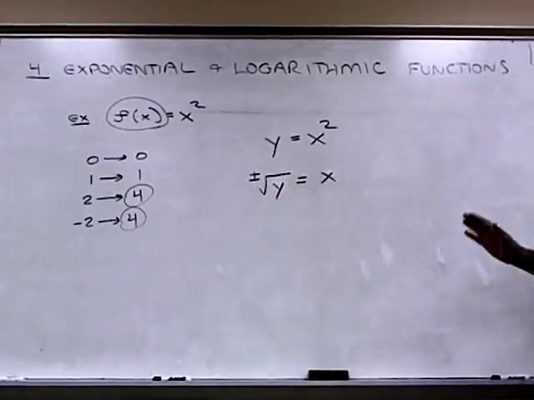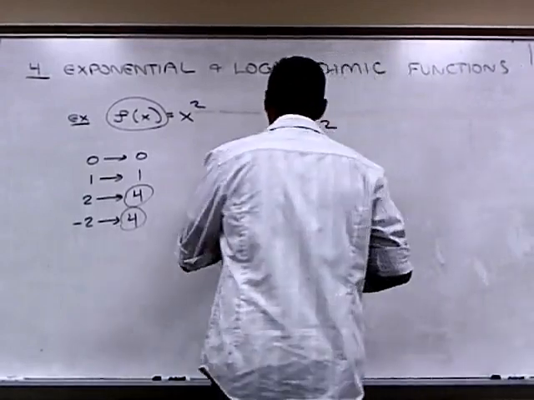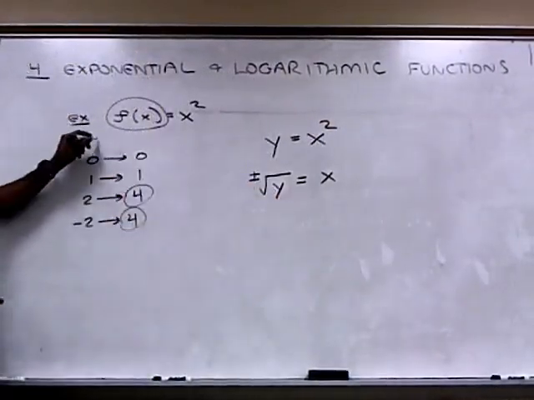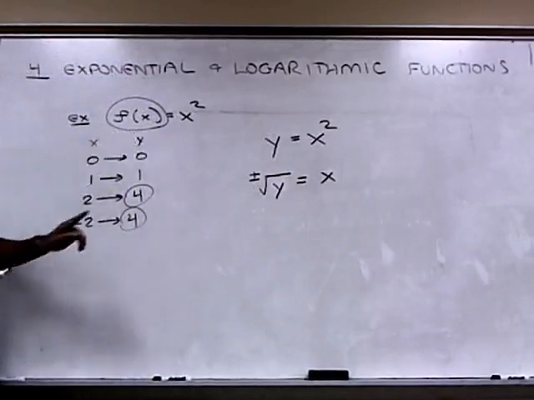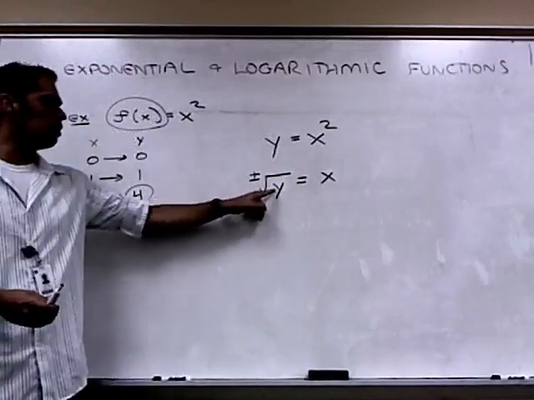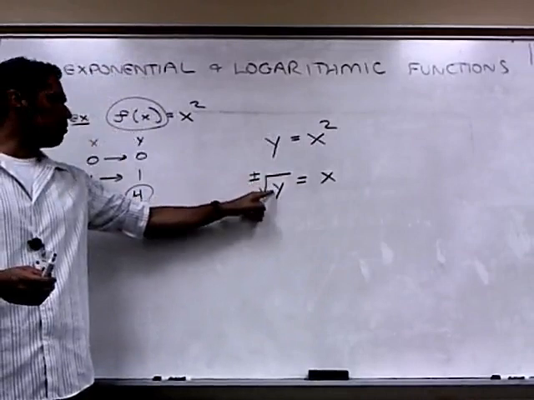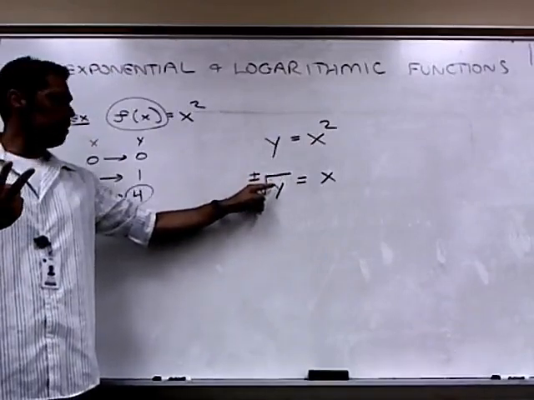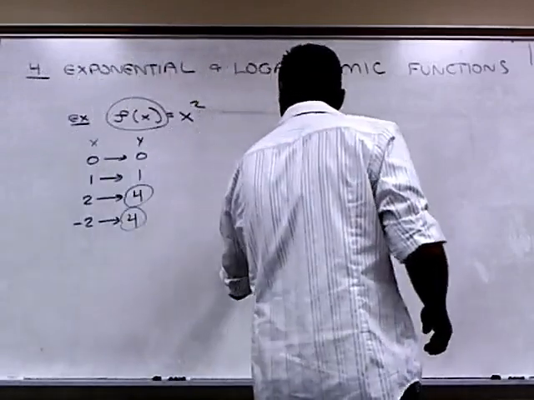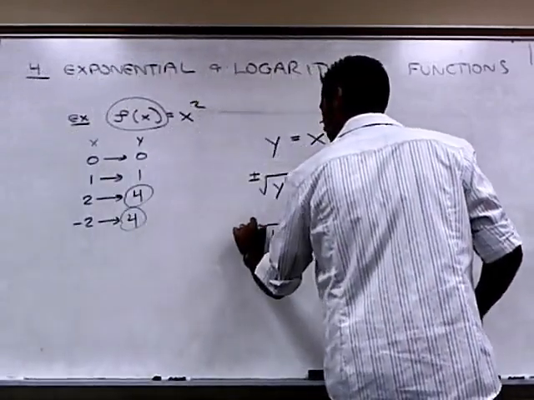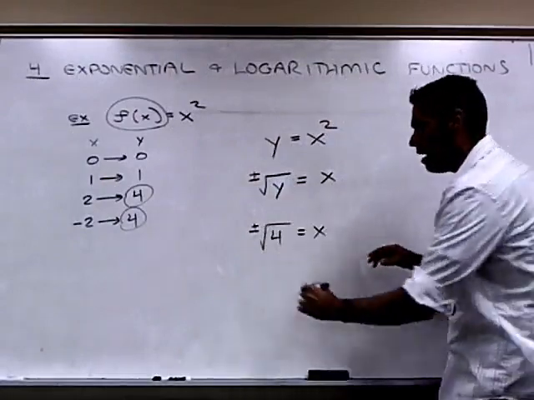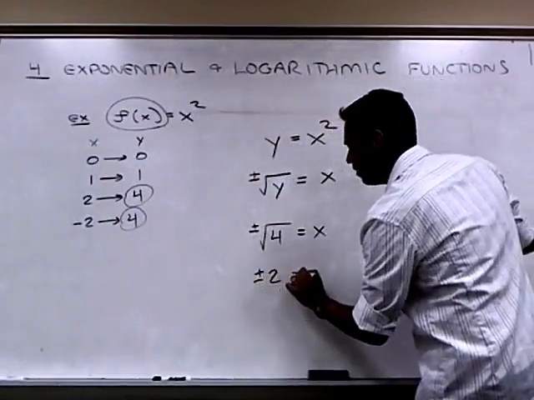And here's the problem. If somebody gives you a y, y is the output, right? This is x is the input, y is the output. If someone gives you a y value like 4, then what's the square root of 4? It's 2, right? So what you're saying is if y is 4, then x has to be 2 different things, right? Positive 2 or negative 2. You see?